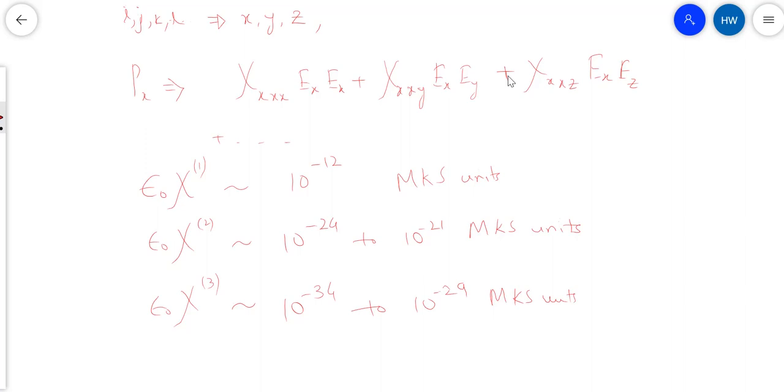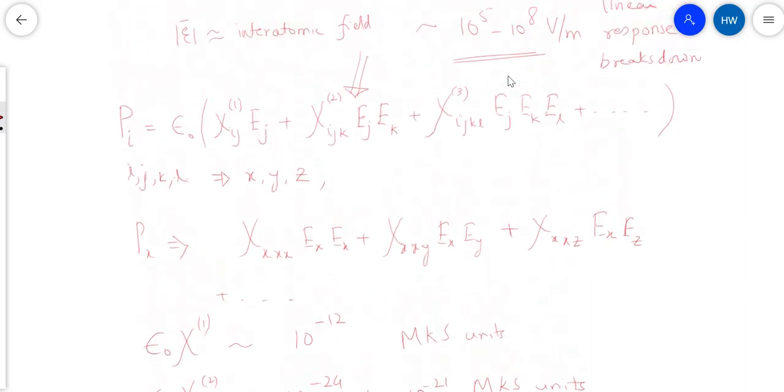Similarly, if you look at chi 3, which is a third order nonlinearity, these will be of the order of 10 to the power minus 34 to 10 to the power minus 29, again in MKS units. So you see, this is the issue. As you go from one order to another order, there is at least a 10 order of magnitude difference.